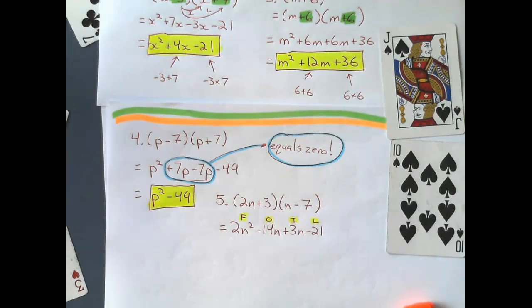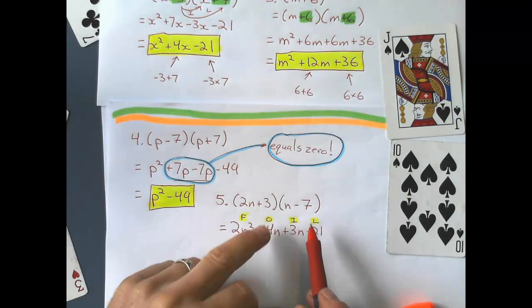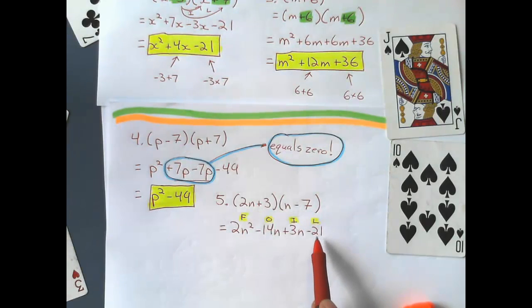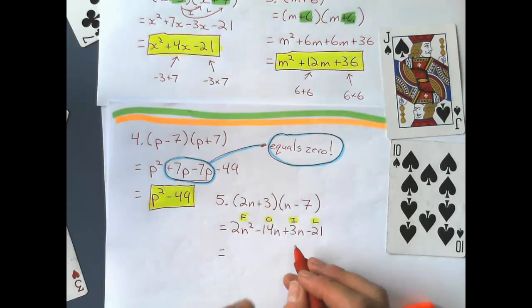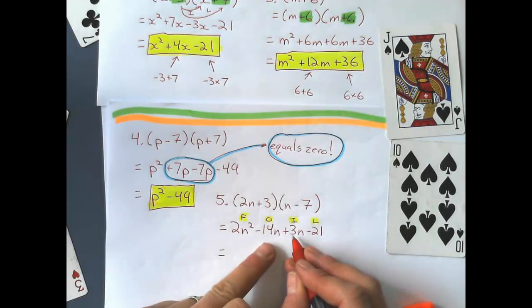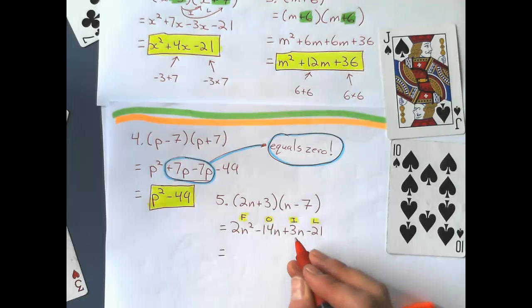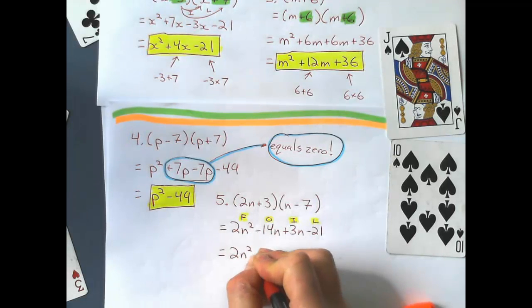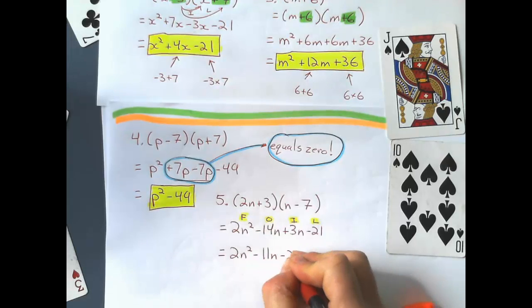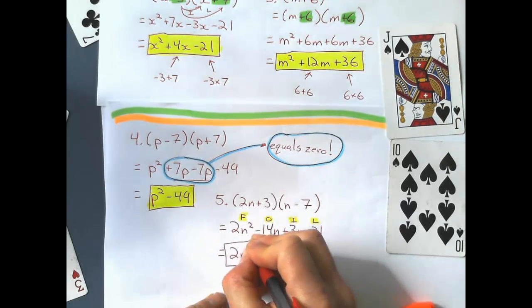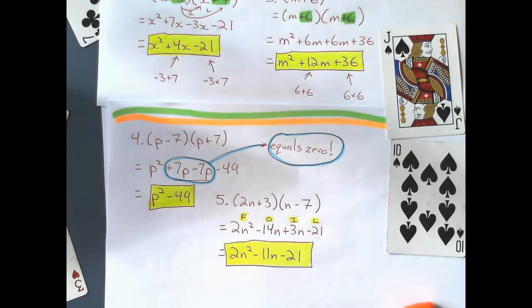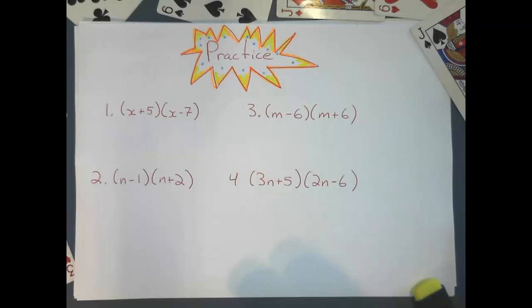When I do that FOIL thing, it's just multiplying. So when we do that 3 times negative 7, it's not going to be minus 4 or anything, it's multiplying. And finally, negative 14n plus 3n combined gets me negative 11n. So I write it as 2n squared minus 11n minus 21 for my final answer, and I don't collect any like terms there because I don't have any. Okay, so I'll put some examples up here for us to try and see how we do. Try some of these. Pause it and see how you do.